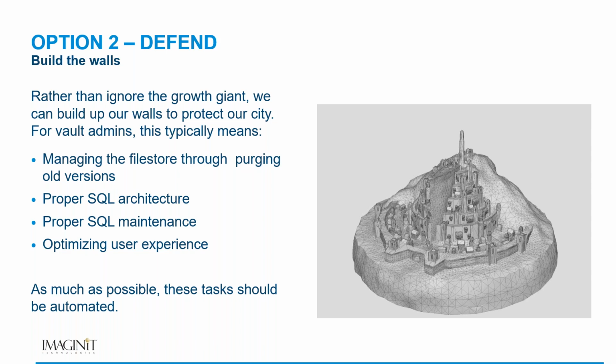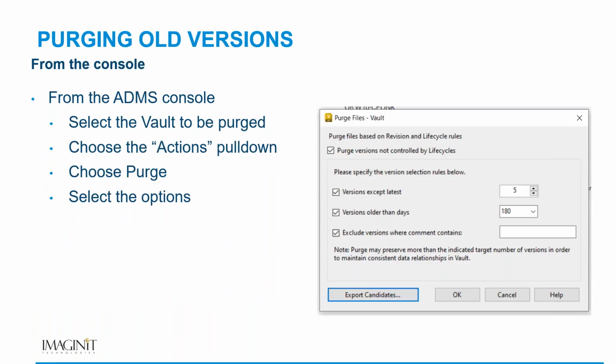So purging old versions is one that I'll start with. This is from the Autodesk Data Management Server. If you're in the console, you pick the vault to be purged, you choose actions, you choose purge, and you select your options.